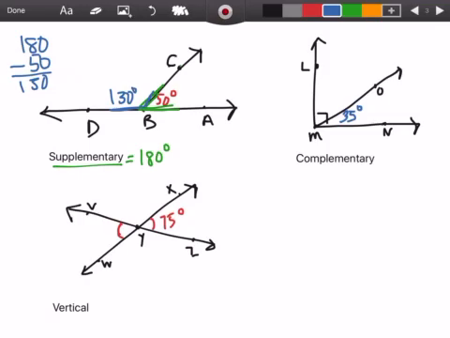All right, this next pair are complementary angles. So they told us that angle OMN is 35 degrees, and we're looking for angle OML. Well then, if it's complementary, we know that it adds up to 90 degrees. So I'm going to take my 90 degrees and subtract 35 degrees. And it gives me 55 degrees for my missing angle right here.